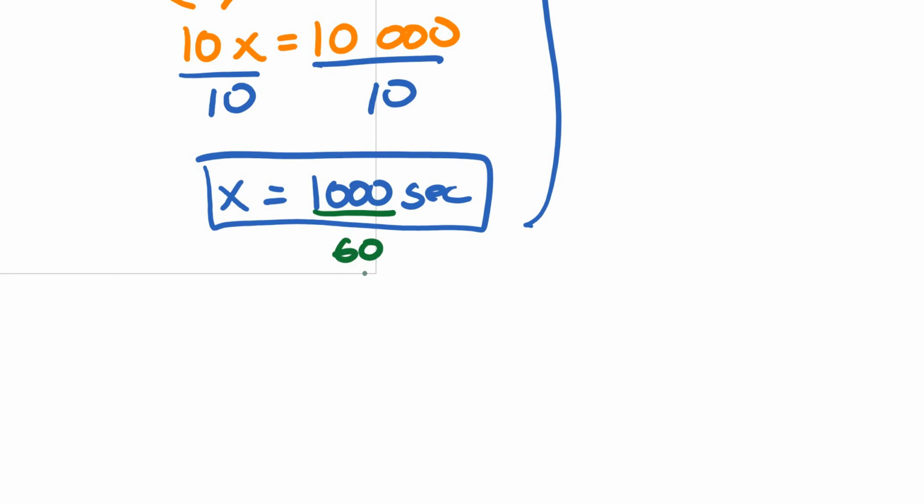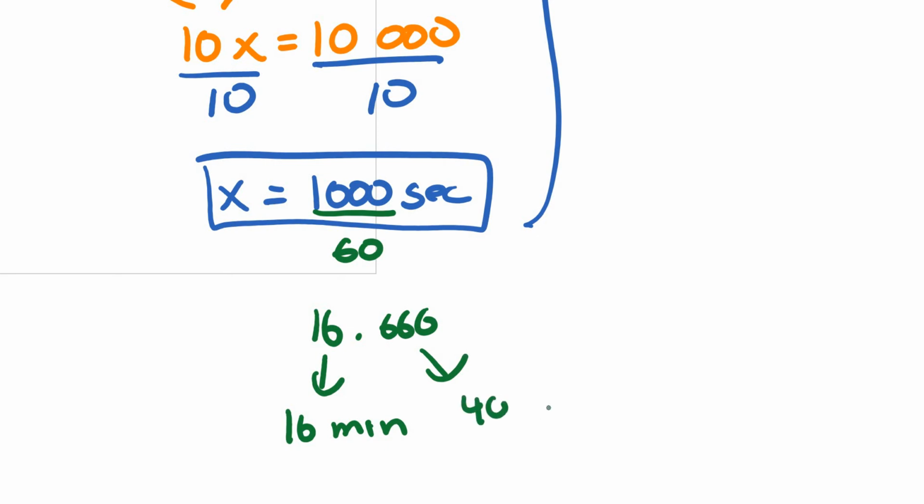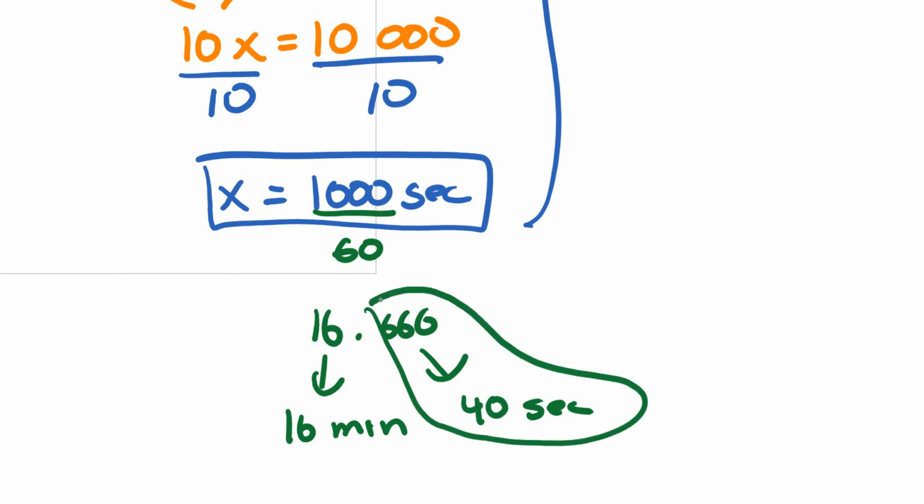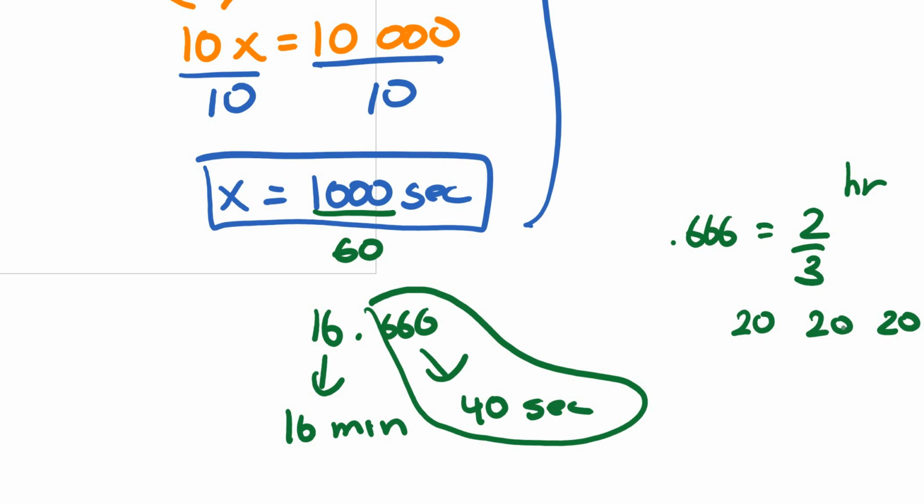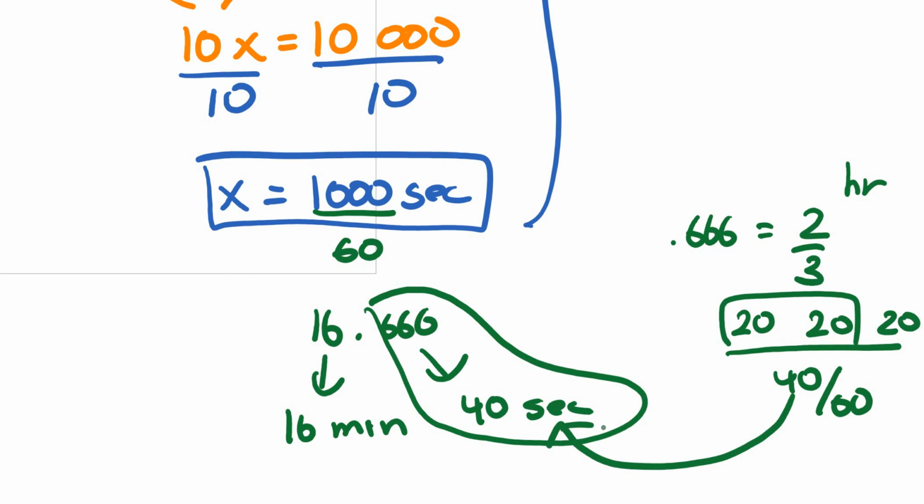Let's see if I can do this on my calculator. 1,000 divided by 60 is 16.666, which is roughly 16 minutes. And this is like 2/3 of a minute, so that's going to be 40 seconds. The 0.66 is 40 seconds because it's really 2/3 as a fraction, and 2/3 of an hour would be 40 minutes, 40 out of 60. So it would be 40 seconds there.